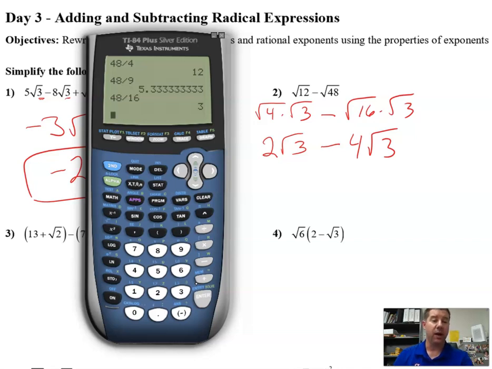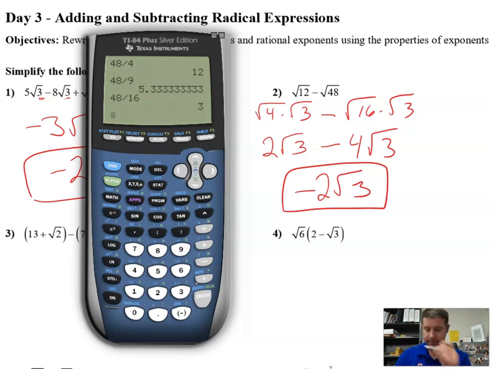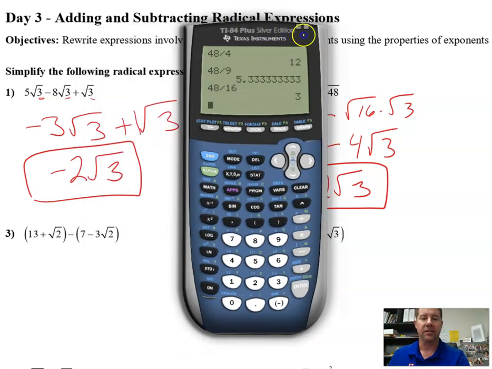We have a square root, and we have the same radicand of 3 on the inside again. So I can go ahead and put these together. 2 minus 4 is negative 2 root 3. And if you're not doing the tree thing, that's all the work you're going to have all the time, and it's perfect. We're letting the calculator do most of the work, and I think that's a good thing to do.